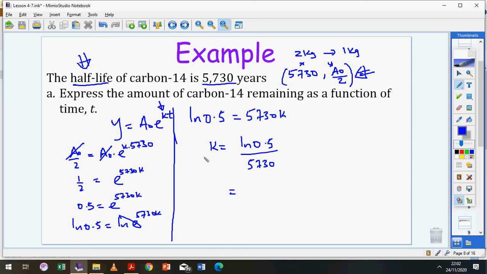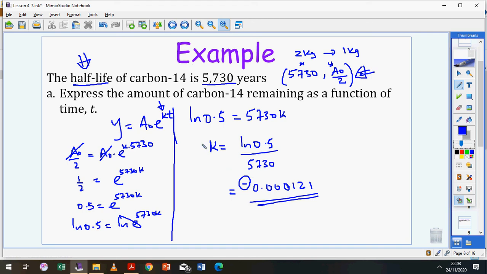So if you try this on your calculator yourselves, you do natural log 0.5 divided by 5730, you'll come out with negative 0.000121, rounded. So this negative proves to me that my work is consistent because I expect a negative growth factor from this situation because it's a decay situation.